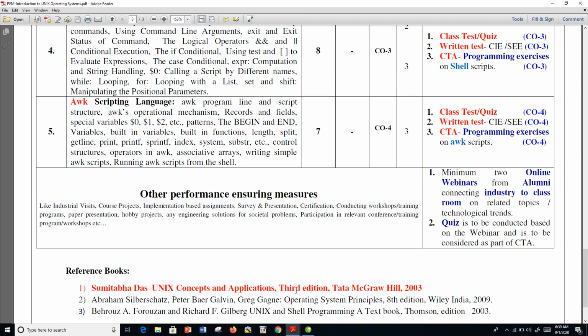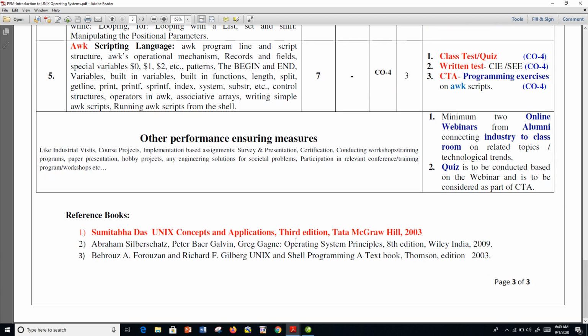After that interaction, you'll have a small quiz based on it, which we connect to the course teacher assessment. So this is how every course is scripted in the Department of Computer Science and Engineering. And you have a textbook mentioned. Please purchase the textbook because these books are necessary throughout your life.